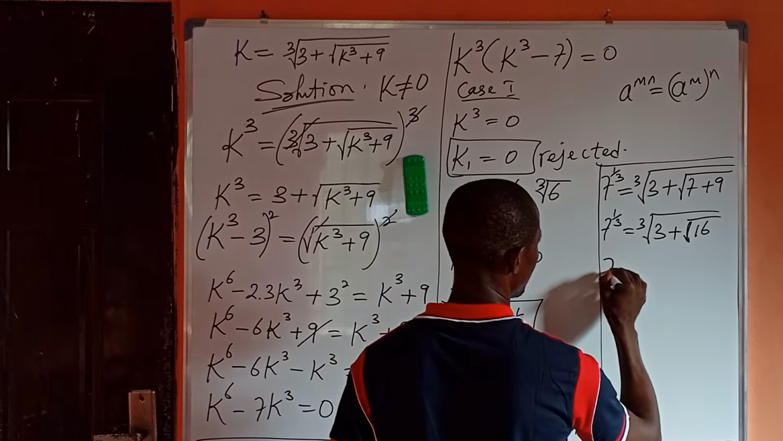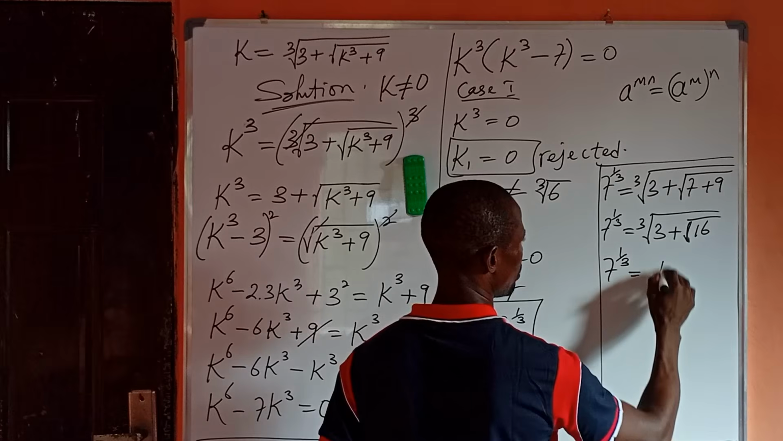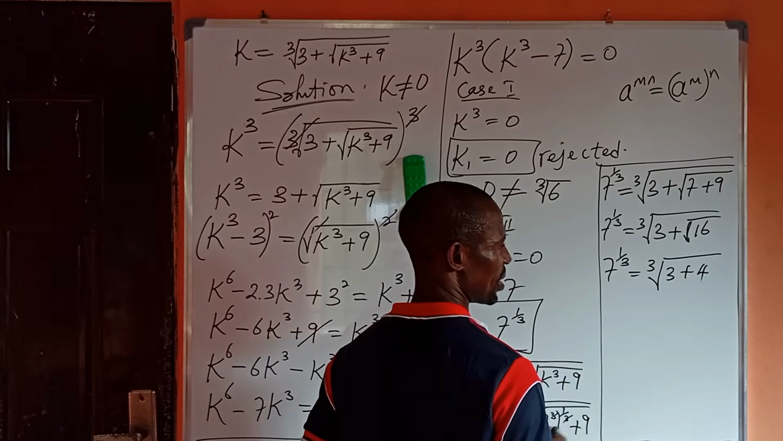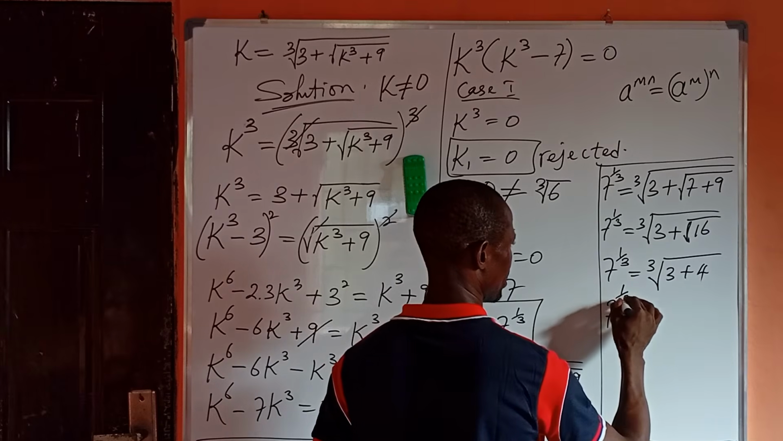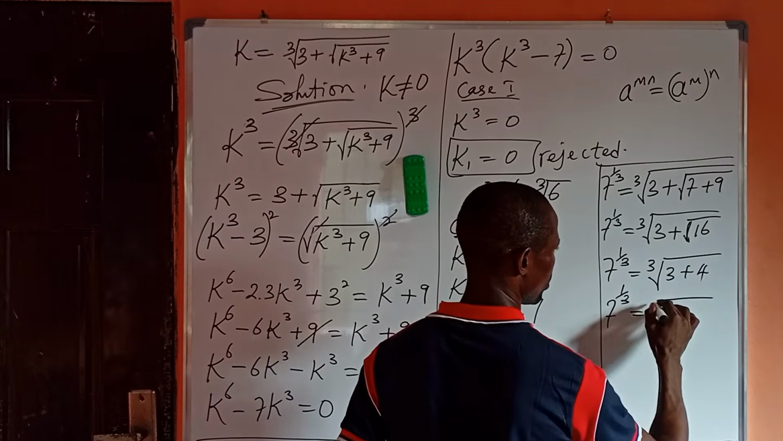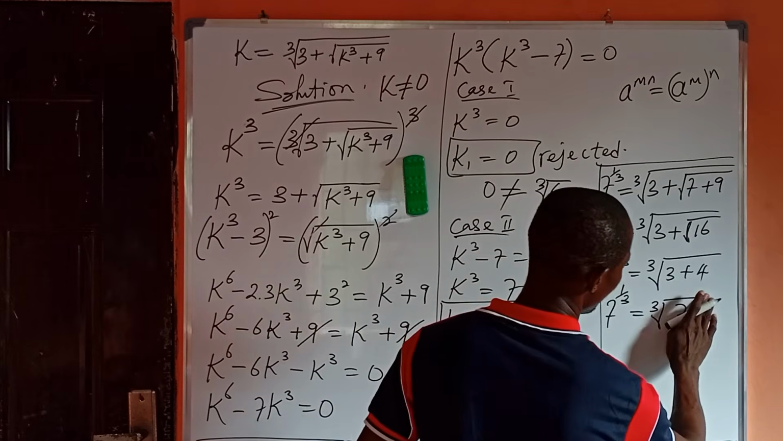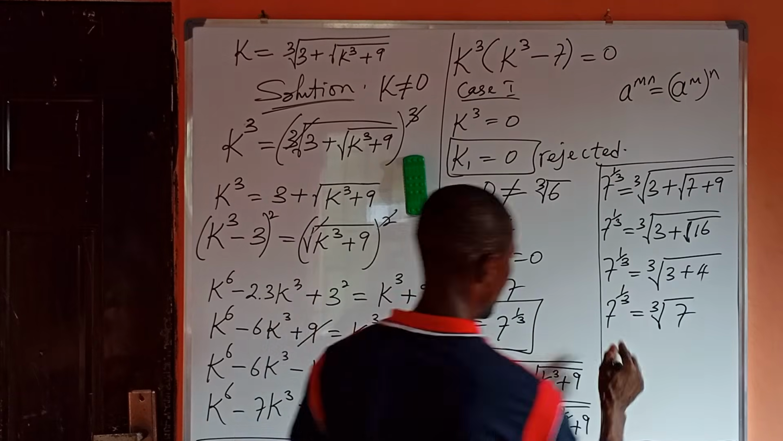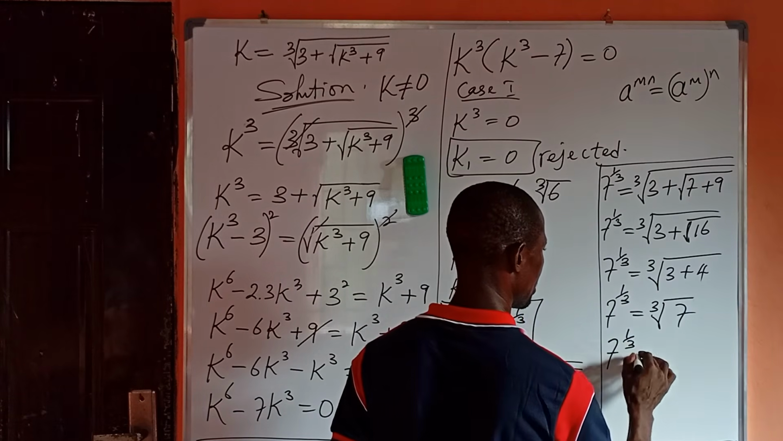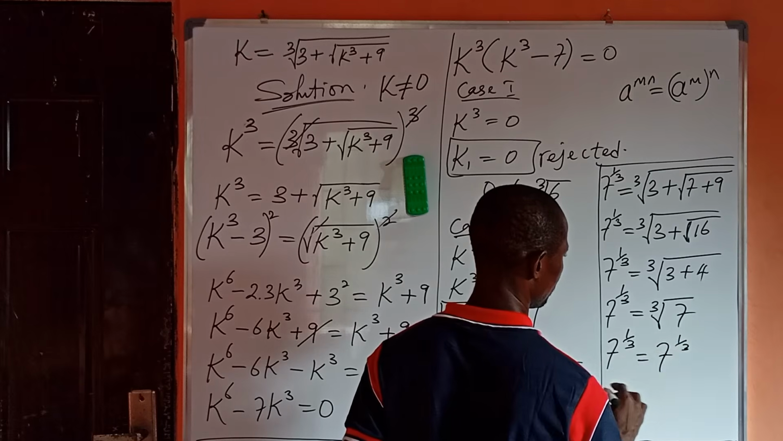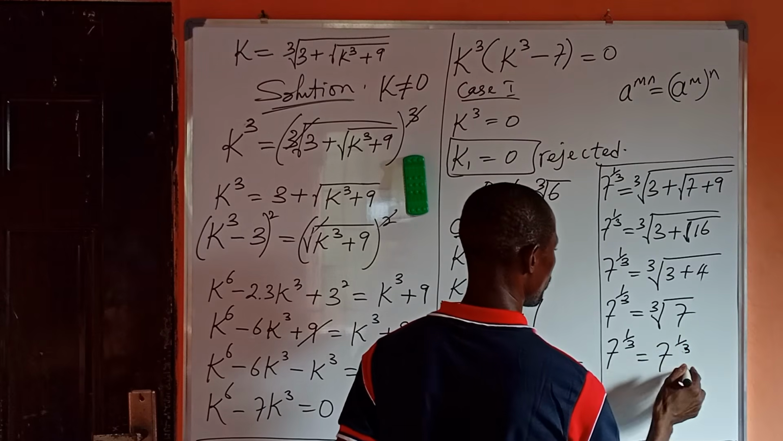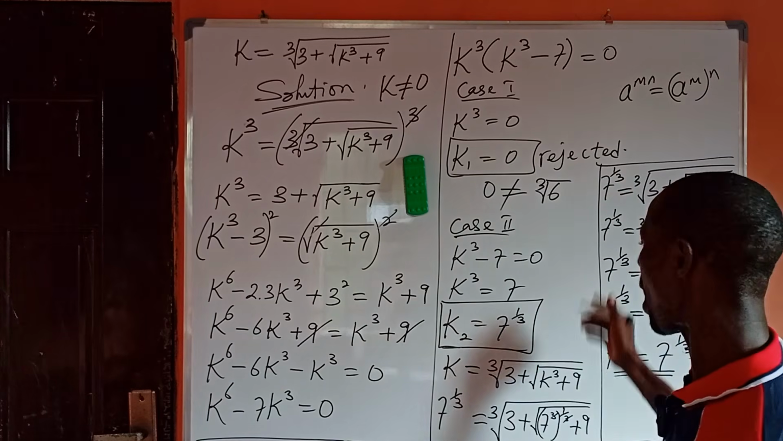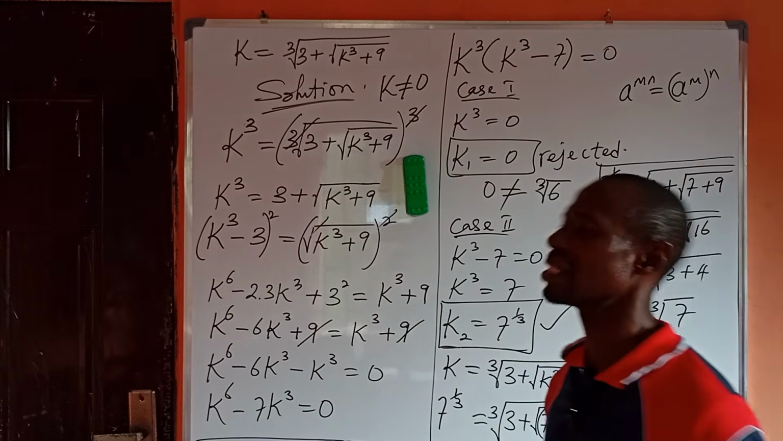And so we have 7 raised to the power of 1 over 3 equal to the cube root of 3 plus 4, and that gives us 7. So we now have 7 to the power of 1 over 3 equal to the cube root of 7. What is the cube root of 7? It can be written as 7 to the power of 1 over 3. So we end up with 7 to the power of 1 over 3 equals 7 to the power of 1 over 3. Good. So this shows that the answer k2 equal to 7 raised to the power of 1 over 3 satisfies the original equation.